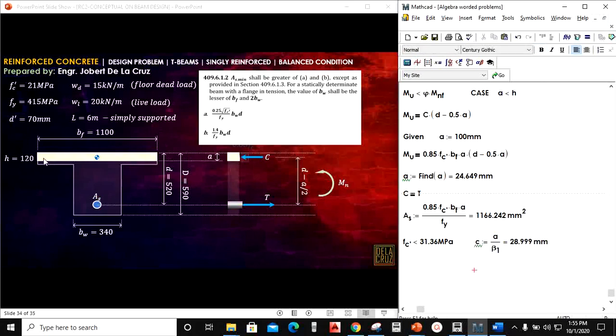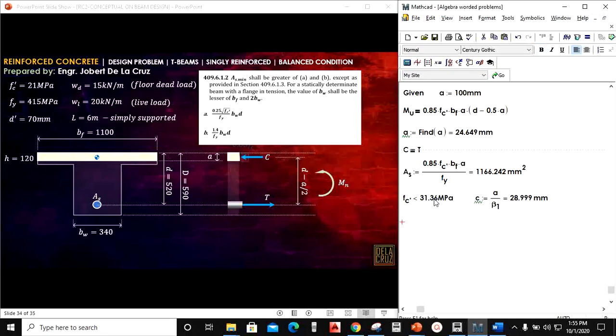That means we are here at the beam flange, because the portion below the C is in tension. That means we have a tension on our flange. Okay? So that means our As minimum is just equals to, just follow this formula since our f'c is lesser than 31.36.